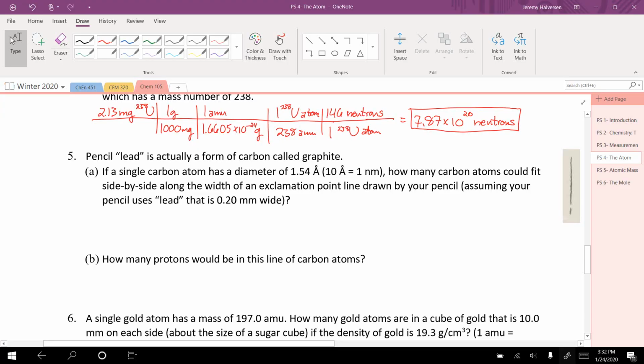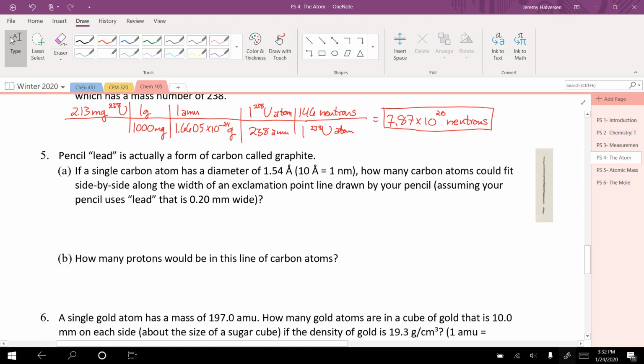Pencil lead. Pencil lead is actually a form of carbon called graphite. If a single carbon atom has a diameter of 1.54 angstroms and 10 angstroms is 1 nanometer, how many carbon atoms could fit side by side along the width of an exclamation point line drawn by your pencil? Assume pencil uses lead that is 0.2 millimeters wide.